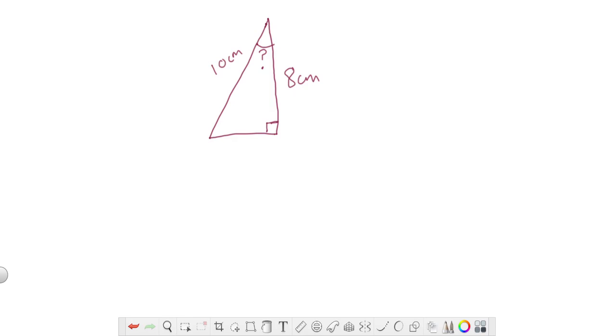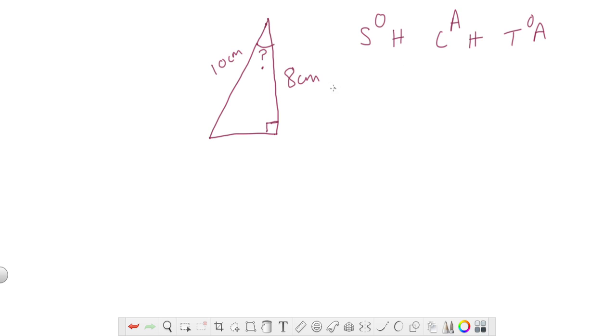Right, when I see a question like this, where I have to work out the missing angle, it's going to involve trigonometry. And this being a right angle triangle, I can use SOHCAHTOA, right? So in the exam, just remind yourself, SOHCAHTOA, right?